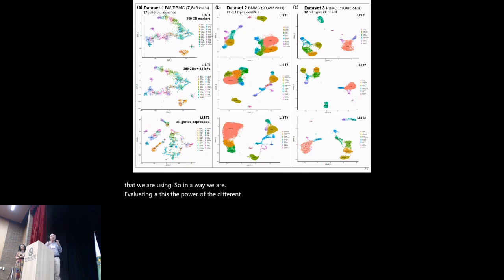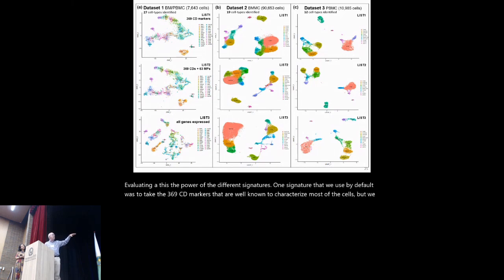One signature that we used by default was to take the 369 CD markers that are well known to characterize most of the cells, but we also took membrane proteins and all the genes expressed in the system. Sorry, this is too heavy, too many points.